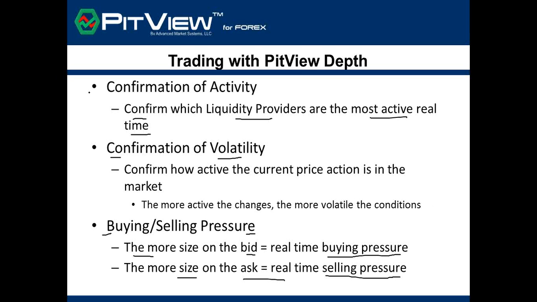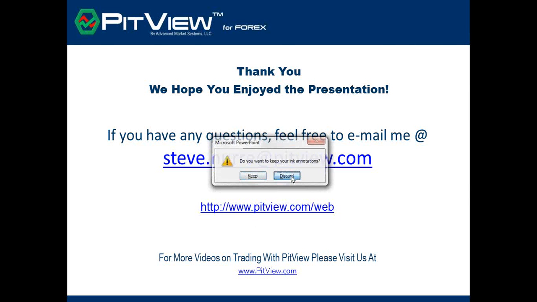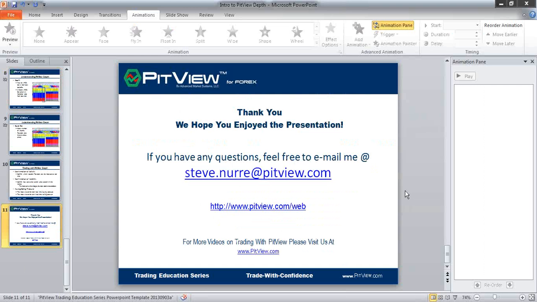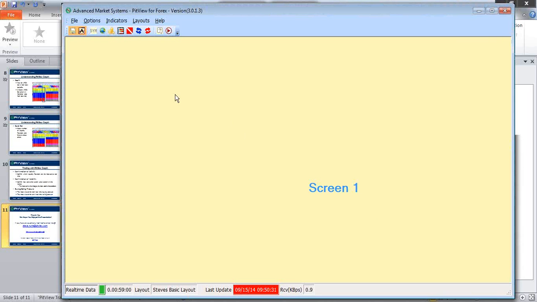So now that I've talked these through a little bit, let me go in and show you in real time and pull up a live PitView depth window. And again, PitView depth is not something that can really be explained as far as how to trade it. You can't really explain it in just a one-hour class, if you will. It takes some time, so that's why I just went through some basics of what it's showing you. But let me pull up a PitView depth window.